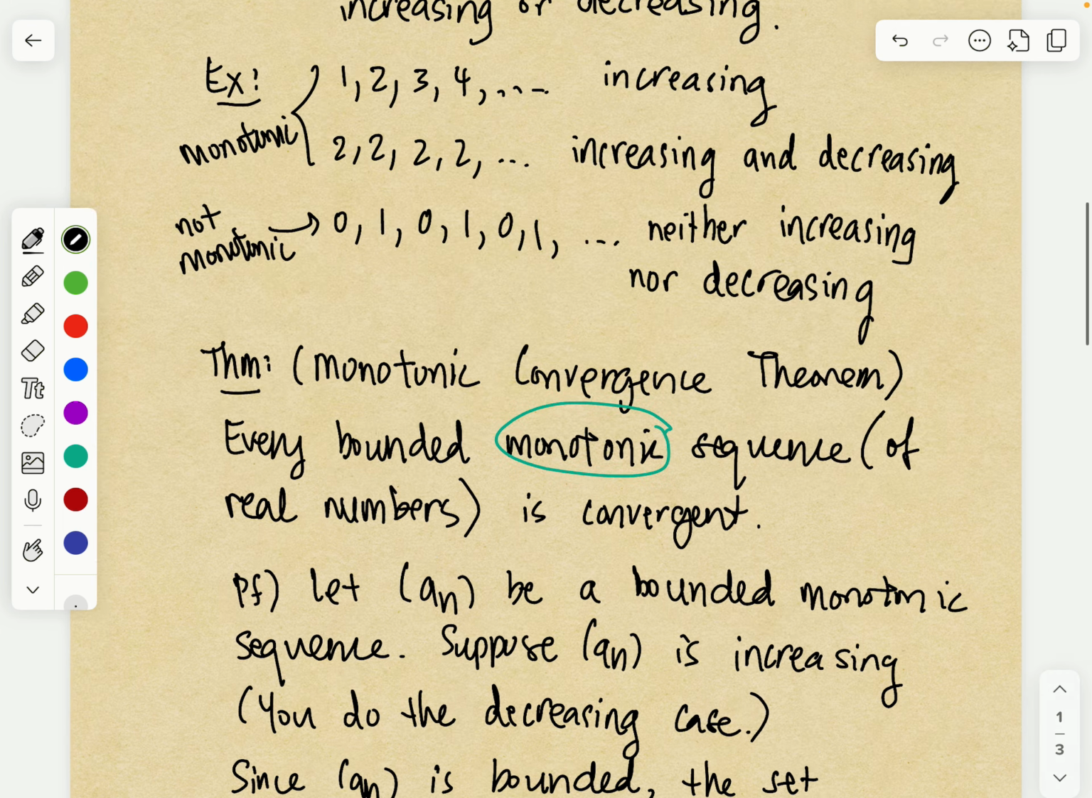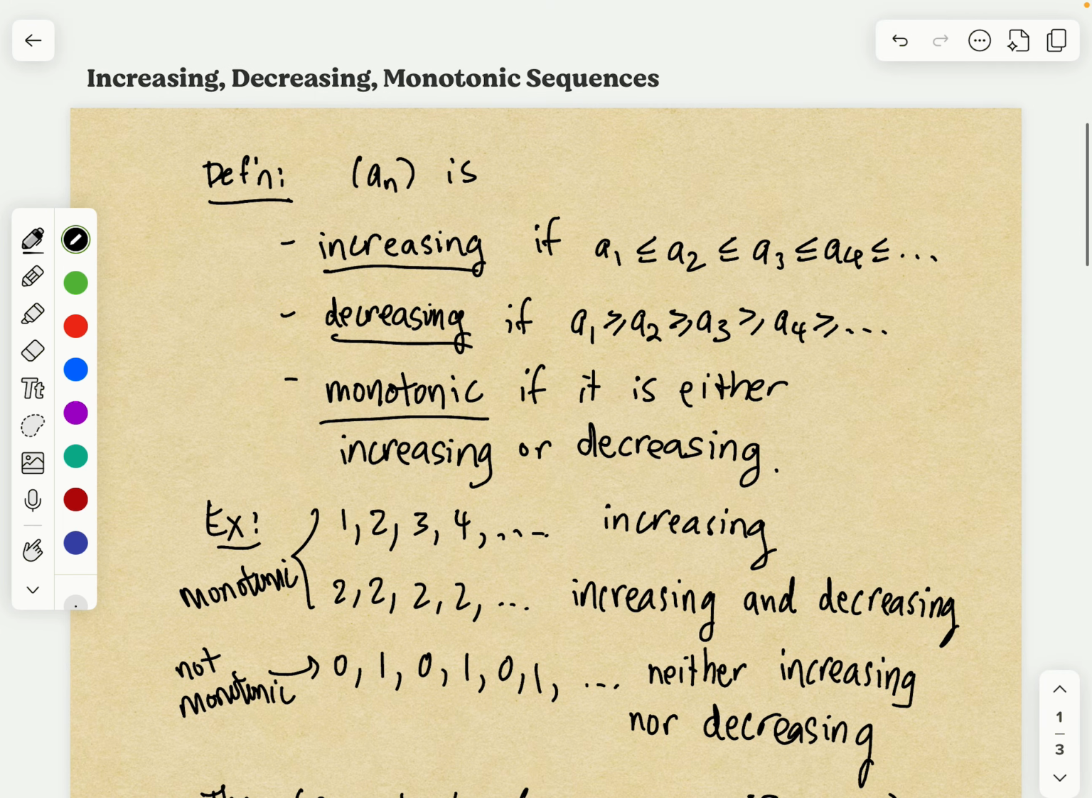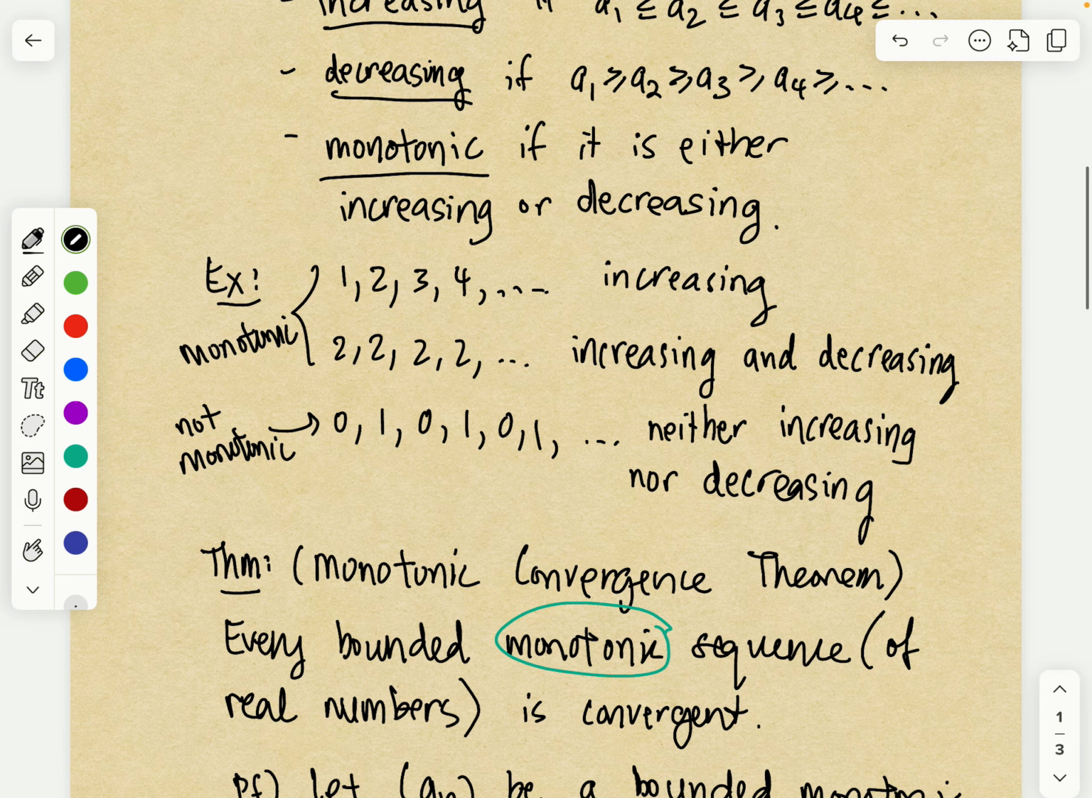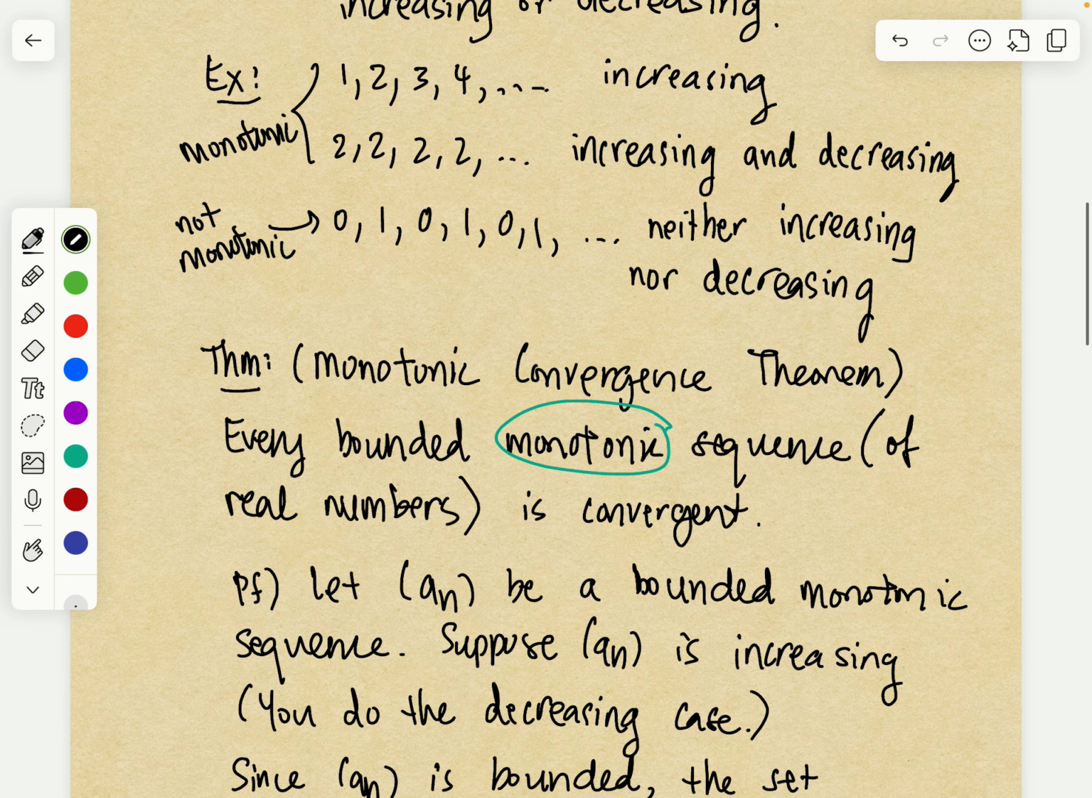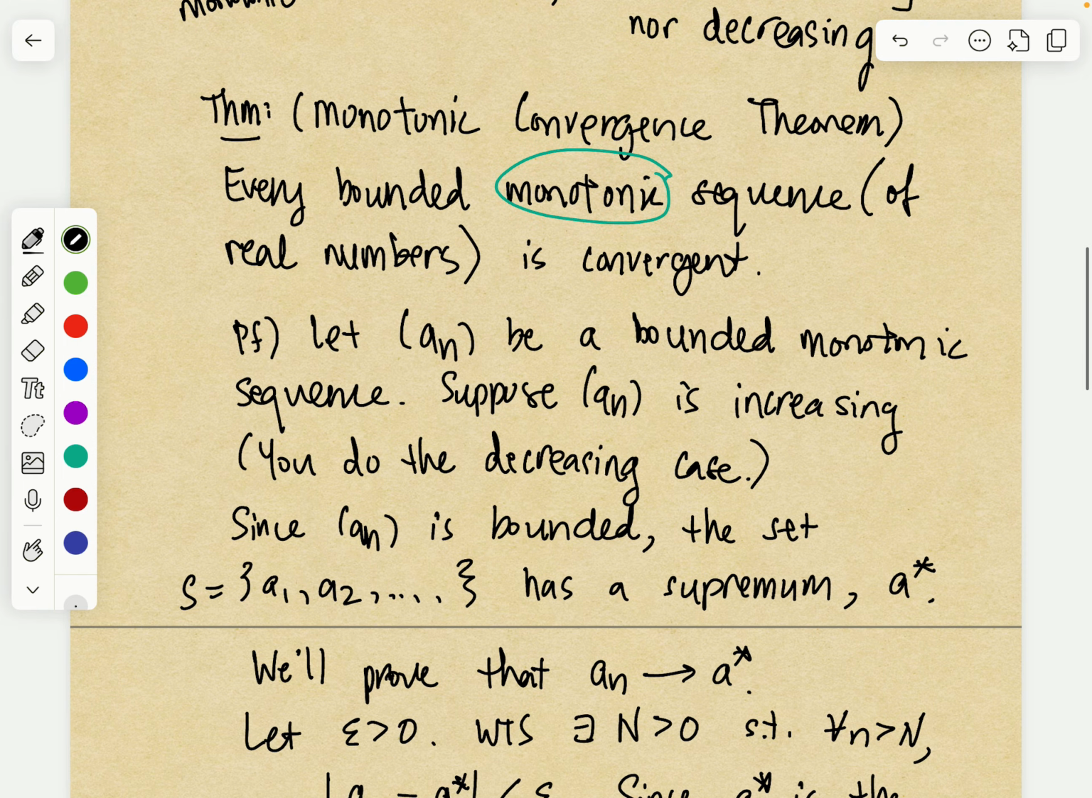Okay. So what we did in this video is we defined increasing, decreasing, and monotonic sequences. We looked at some examples, and then we proved part of the monotonic convergence theorem. And this theorem, like I said, will be used in proofs of other theorems that we'll be discussing.